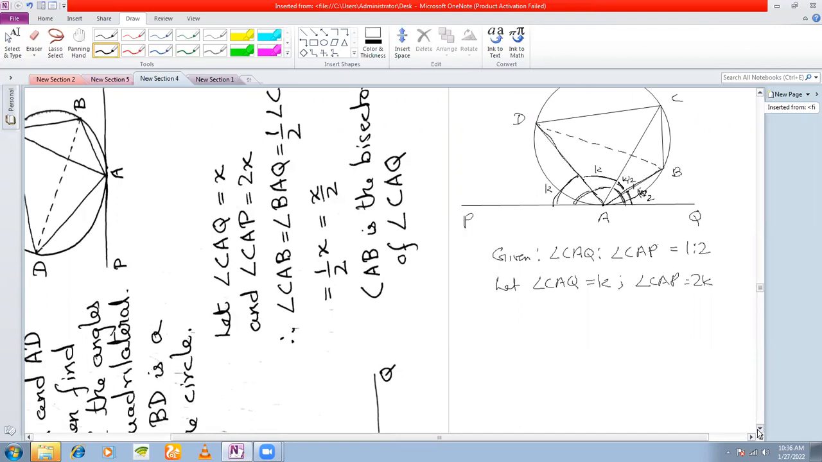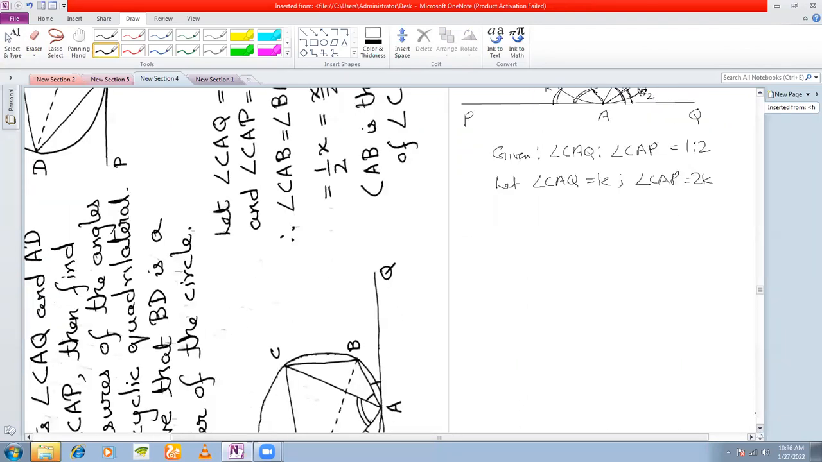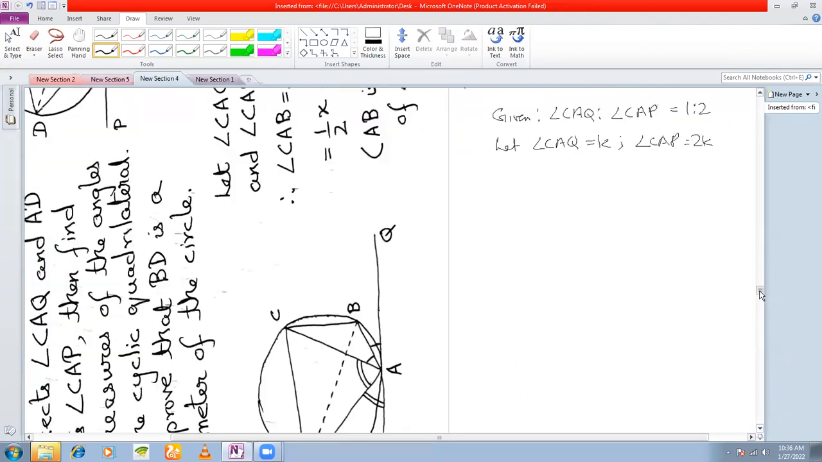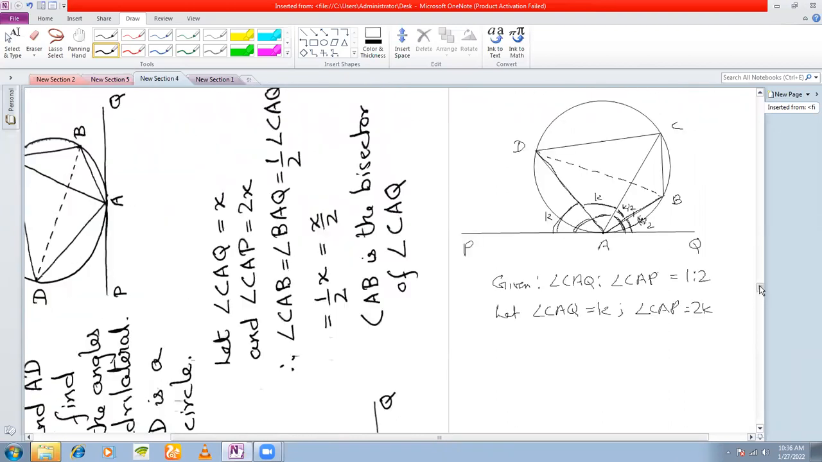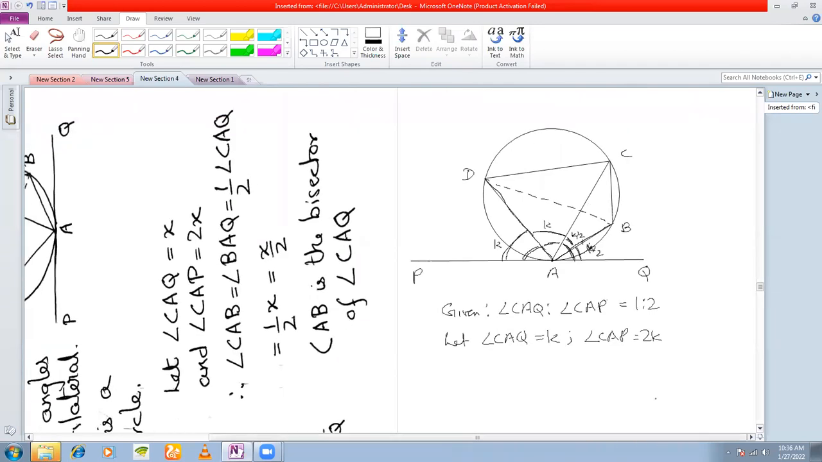Now let's see what the question is. Prove that, sorry, not this, this is the second part. Find the measures of the angles of the cyclic quadrilateral. This is the first part of the question. You need to find all the measures of the angles of the cyclic quadrilateral. That means you have to find out this angle, this angle, and this entire angle, and this entire angle, right? So let's proceed to find all the angles.